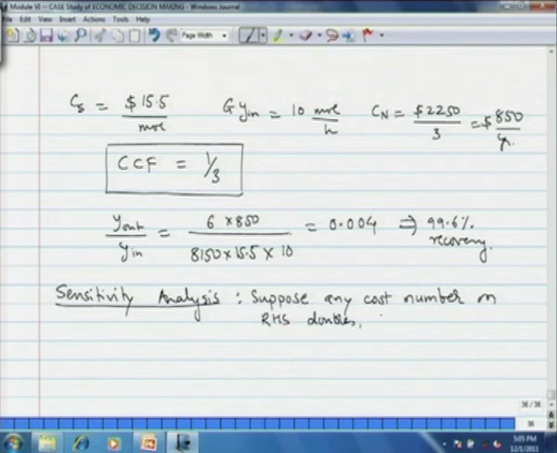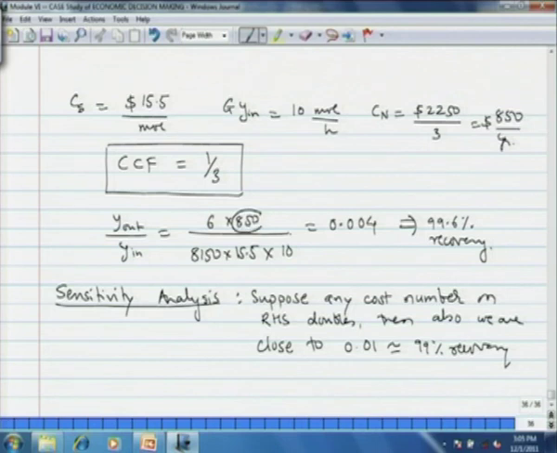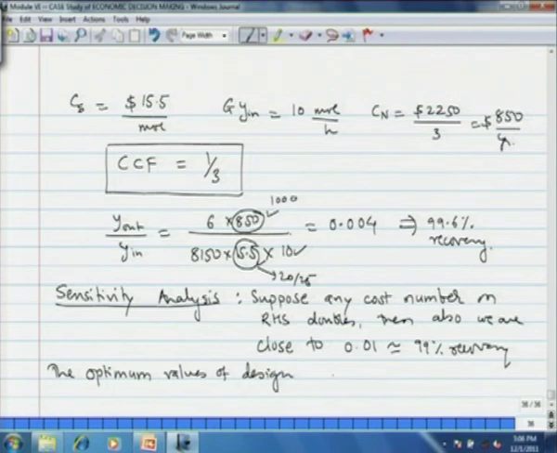then also we are close to 0.01, which means 99% recovery. So, try substituting instead of 850 here maybe 1000, or for 15.5 you substitute 20 or 25, whatever number. No matter which cost number you double, okay, you are very close to 99%, or the value of Y out by Y in comes out to be 0.01. Okay. This means that the optimum values of design parameters are relatively insensitive to cost.